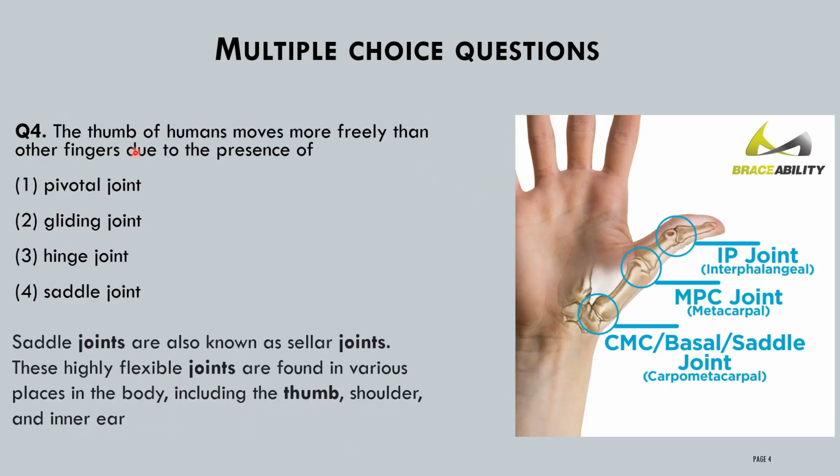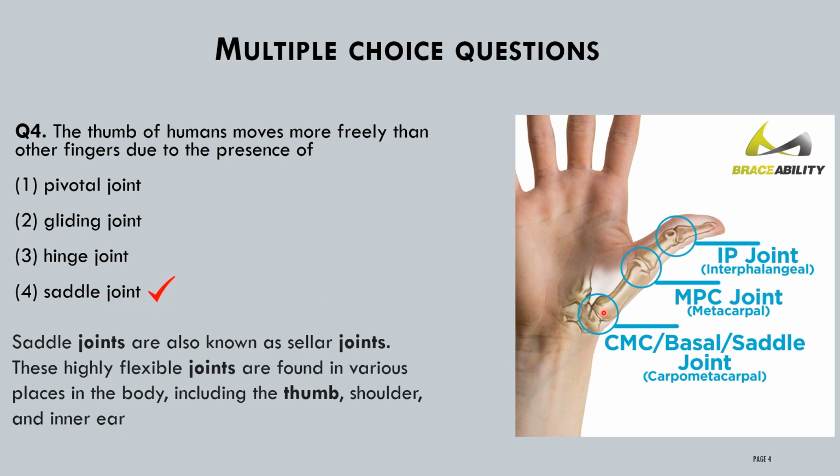Fourth one: the thumb of humans moves more freely than other fingers due to the presence of which type of joint? It is responsible for the free movement of the thumb. They are asking the question. First option, pivotal joint. Second, gliding joint. Third, hinge joint. Fourth, saddle joint. The correct answer for this question is saddle joint.